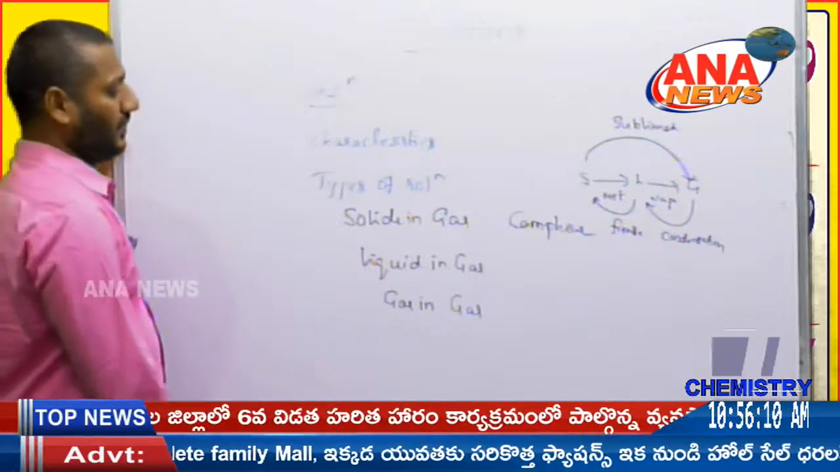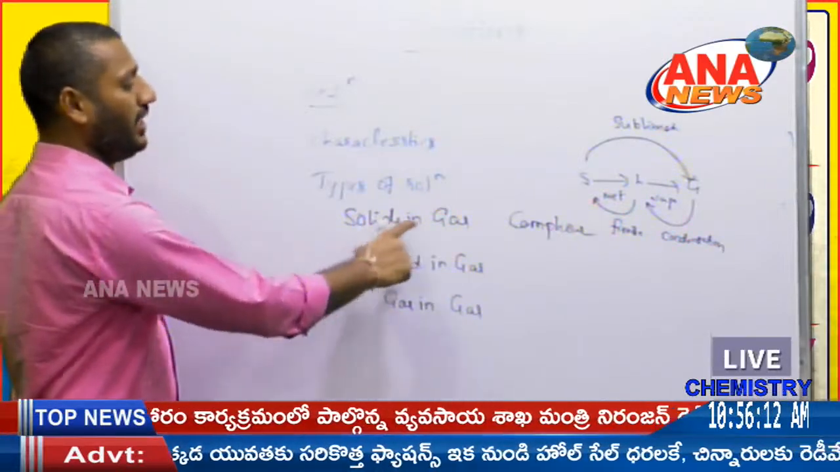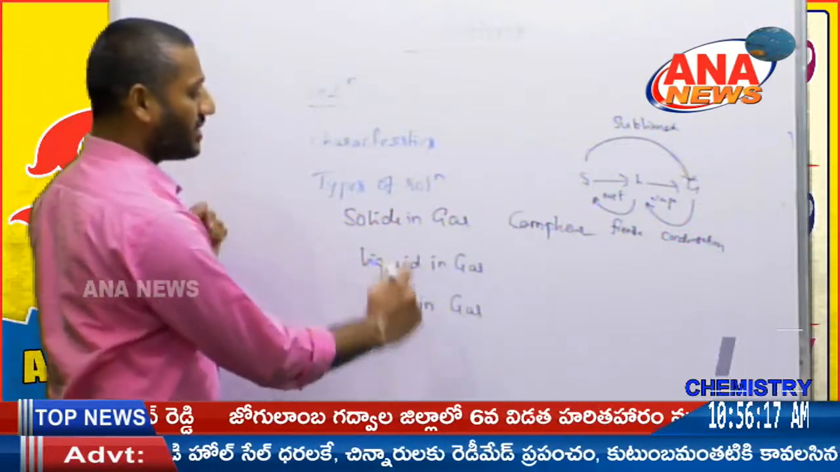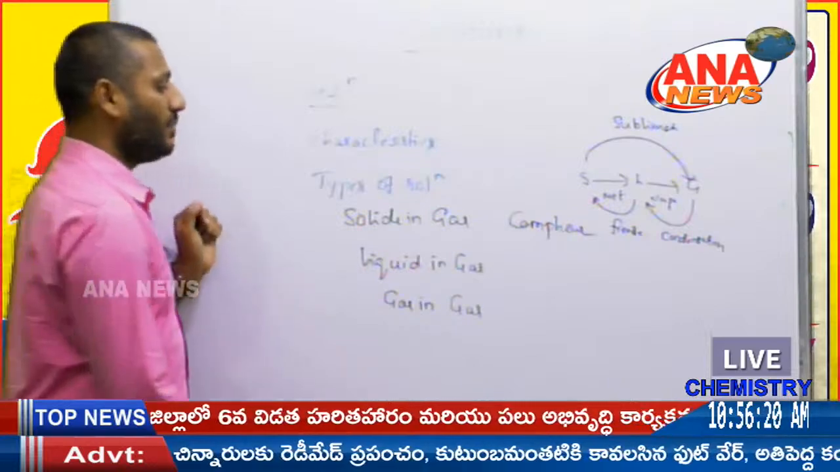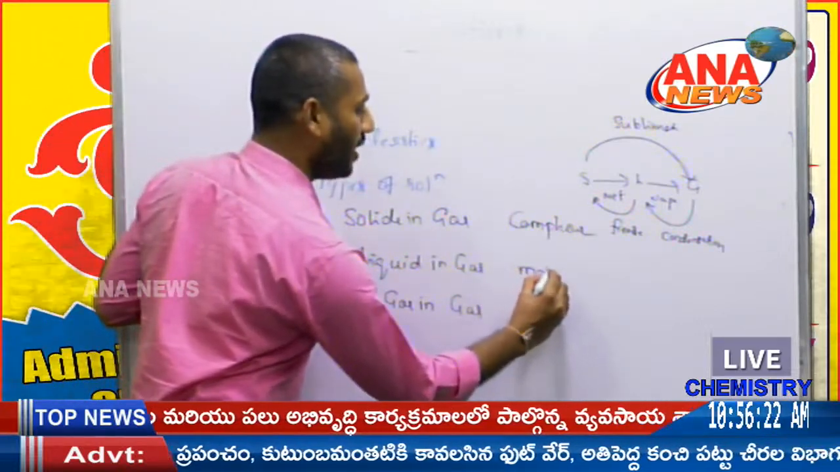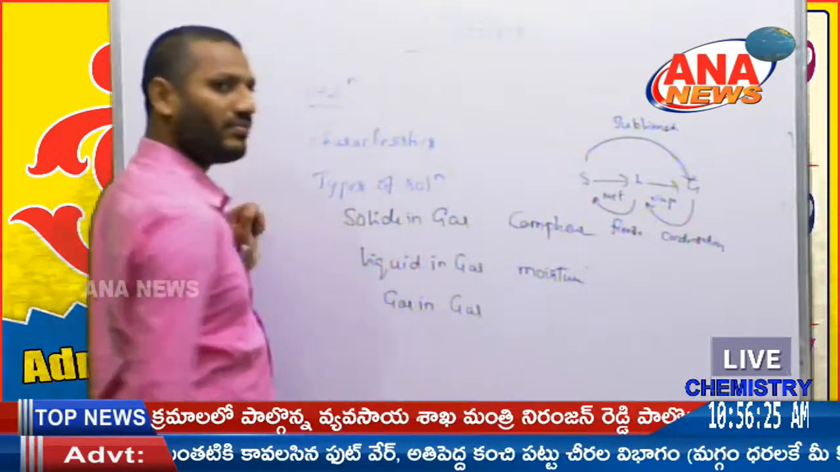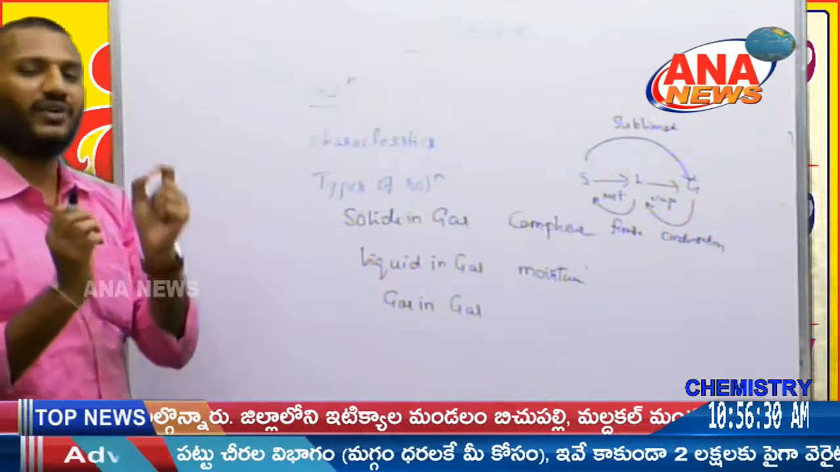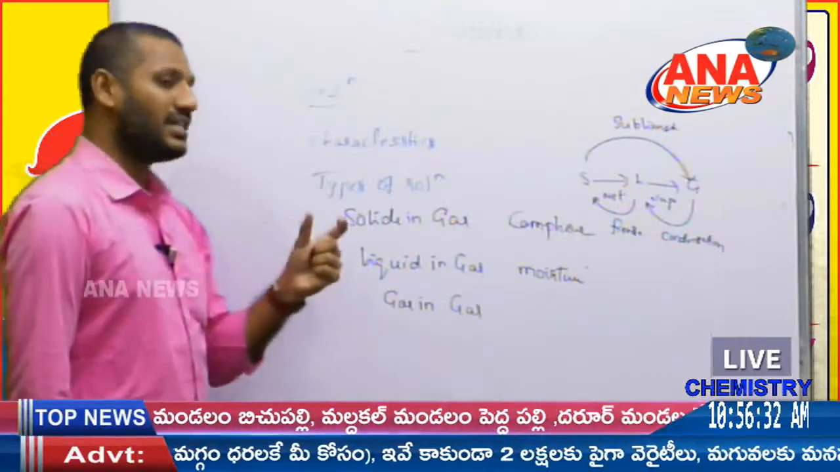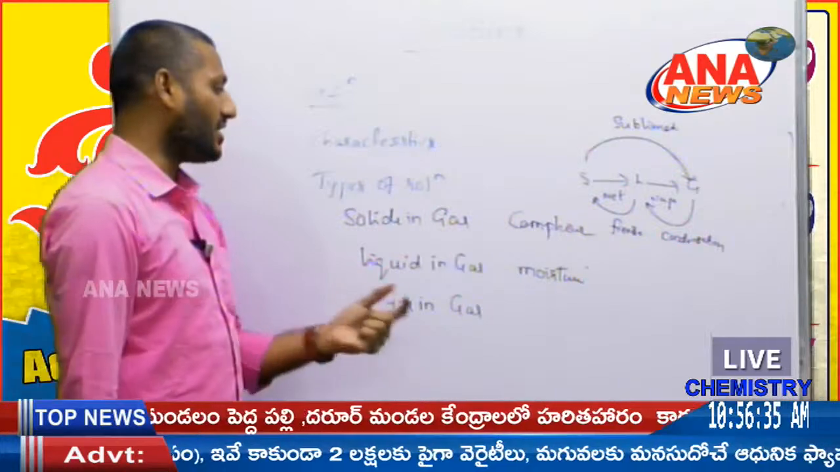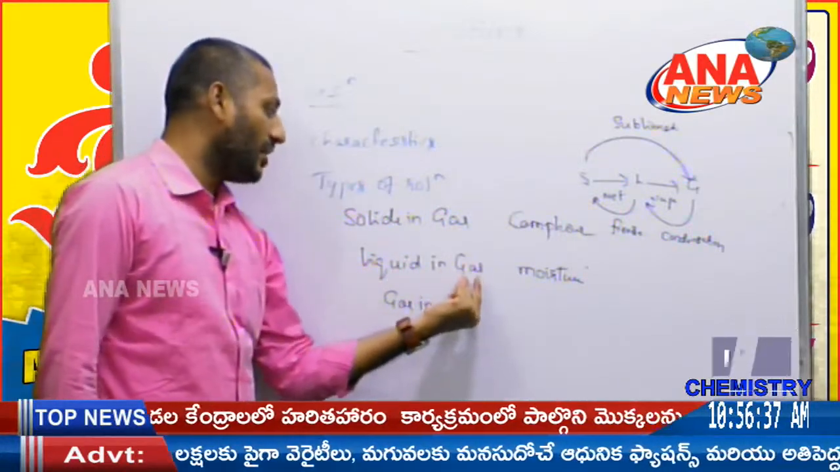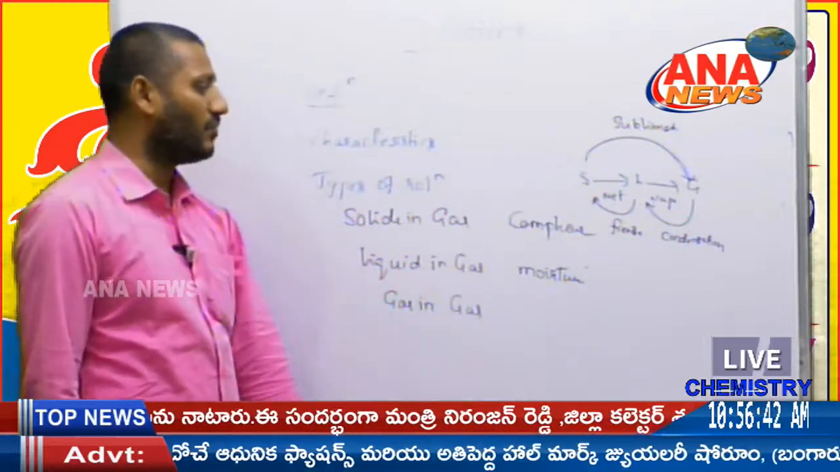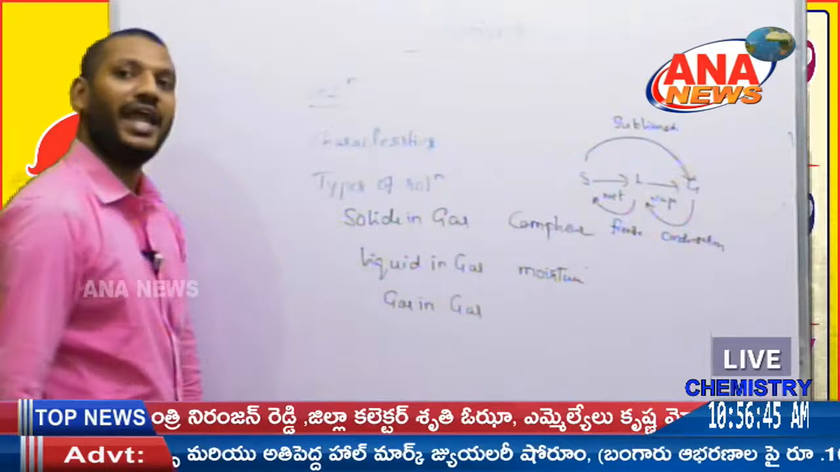So this is one example for solid in a gas: camphor. Next one, liquid in a gas, the best example is moisture. In the winter season, in snow, the air is occupied with some water droplets. The gas exists like bubbles, and the air is completely occupied with some liquid. That's why it is the best example for moisture, which is both air plus water.